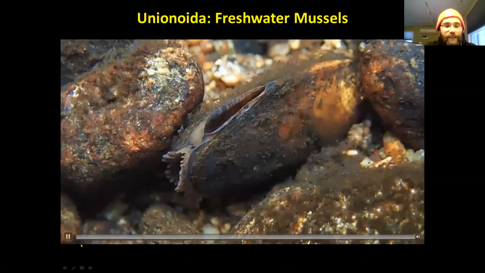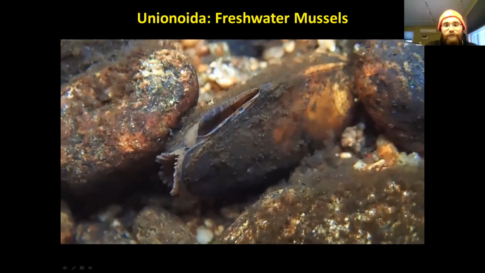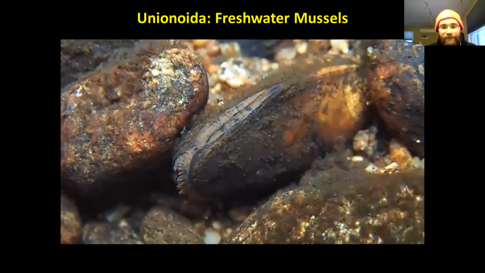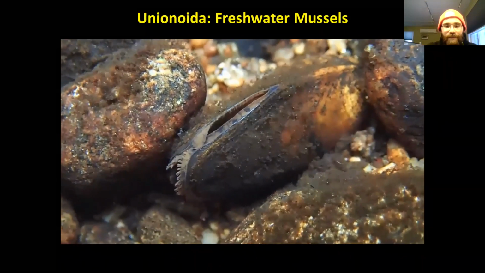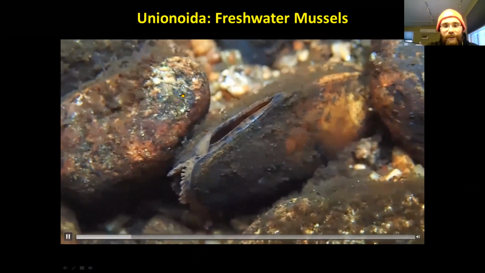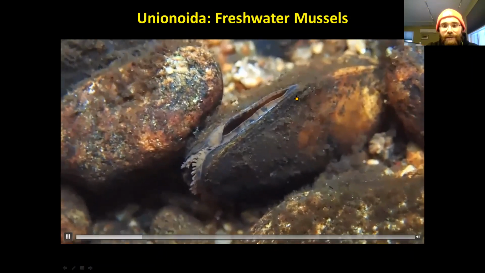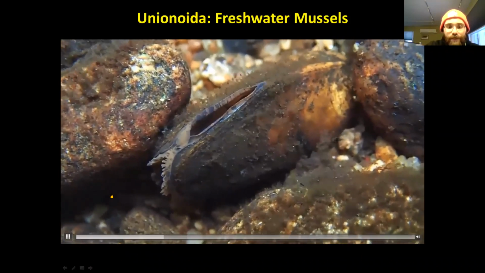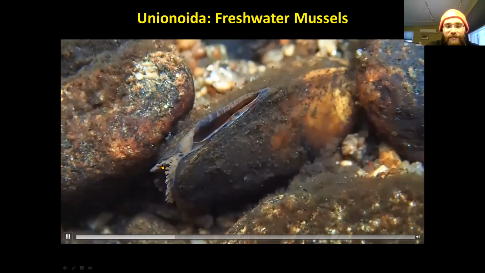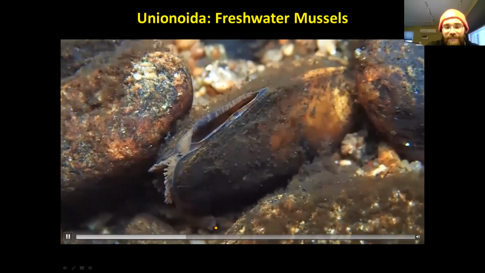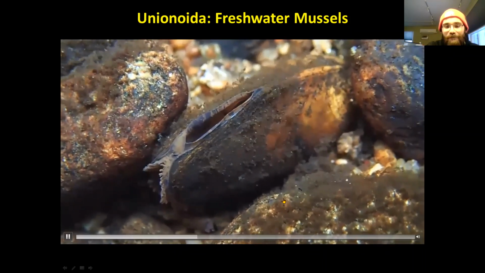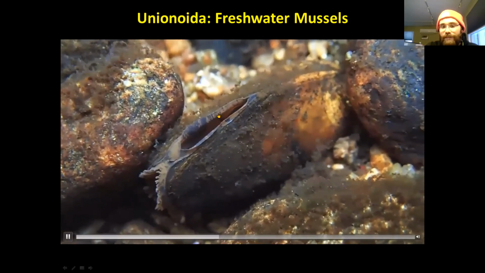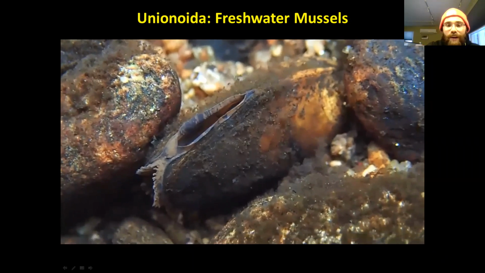And here's an example of one filter feeding. Water's flowing in this direction. You can see the water moving, that algal buildup going through the in-current siphon. Down here, you can see there's a little caddisfly friend roaming next to our mussel. And then the ex-current siphon, where it's expelling out waste product.